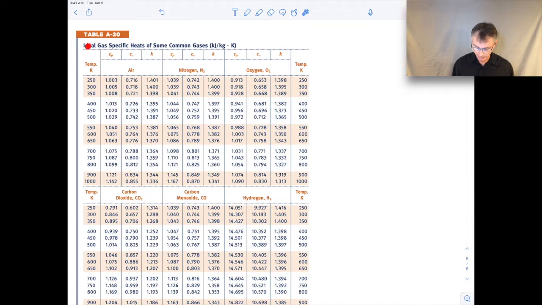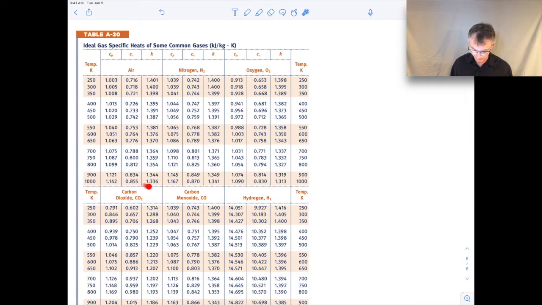So these are ideal gas specific heats in kilojoules per kilogram Kelvin. You can see we have air, nitrogen, oxygen, etc. Here we have the temperature. Remember, these things are functions of temperature. So here C sub P is a function of temperature, C sub V is a function of temperature, and the K value. You can see the K values for air are all pretty close to 1.4. Certainly at room temperature, 1.4 is a good approximation.